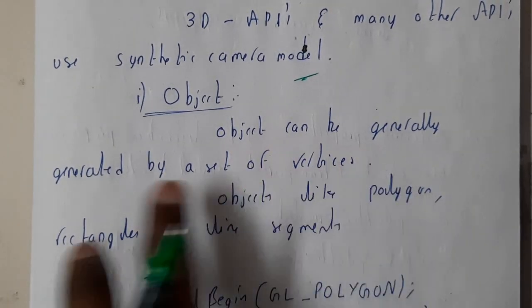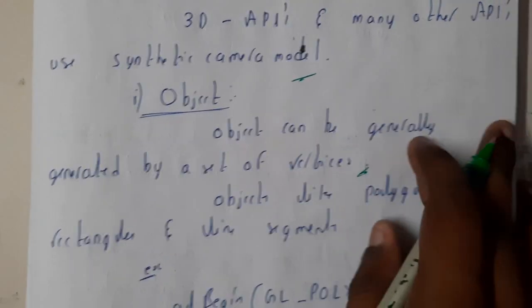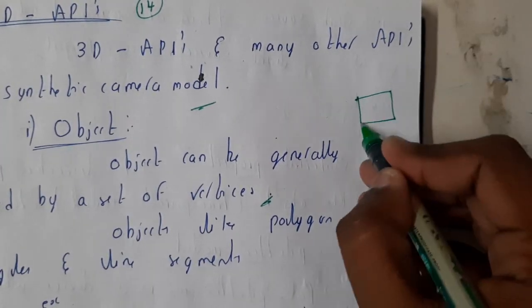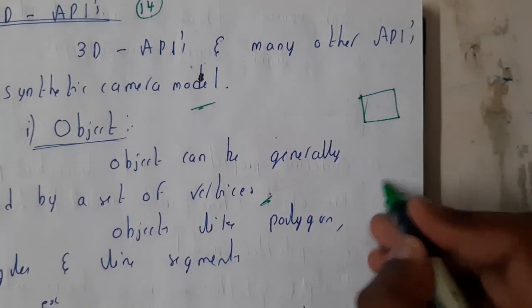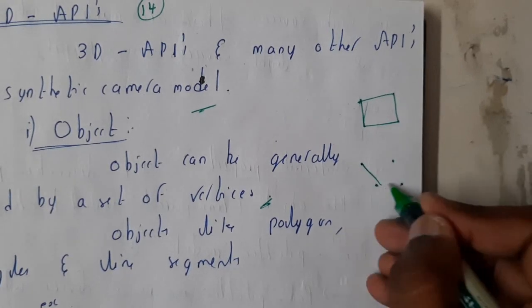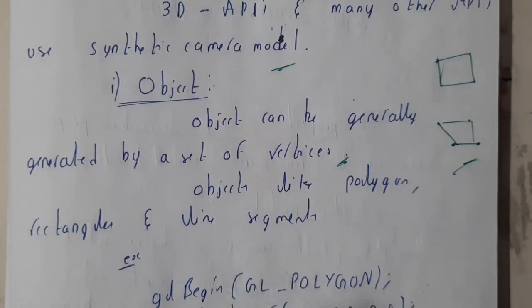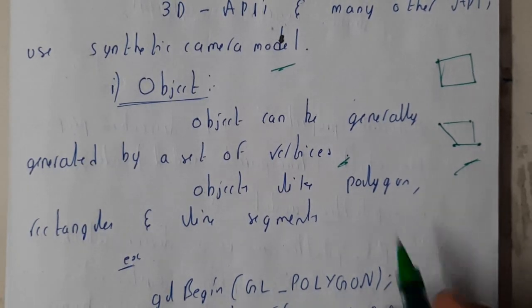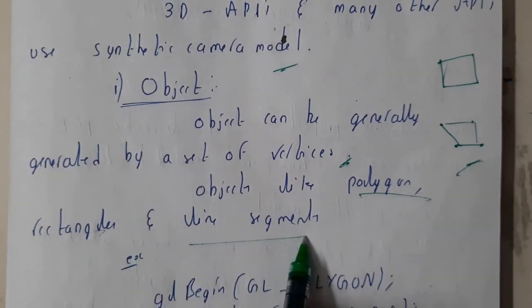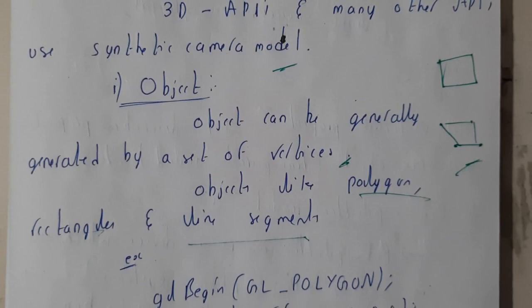So what is an object first? An object can be generated by a set of vertices. Let us assume this is an object. How can you generate it? If you have 4 points and those are connected by lines, that is nothing but your shape, right? With the help of vertices itself we will be creating some objects. The best examples for objects will be polygon, rectangle, triangles, line segments and many other things.